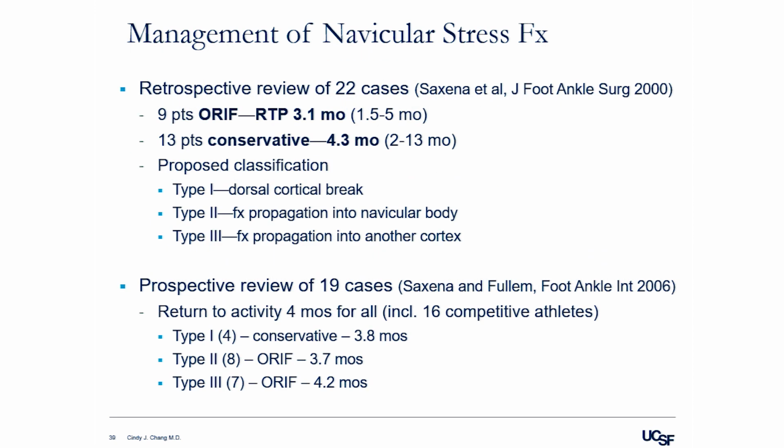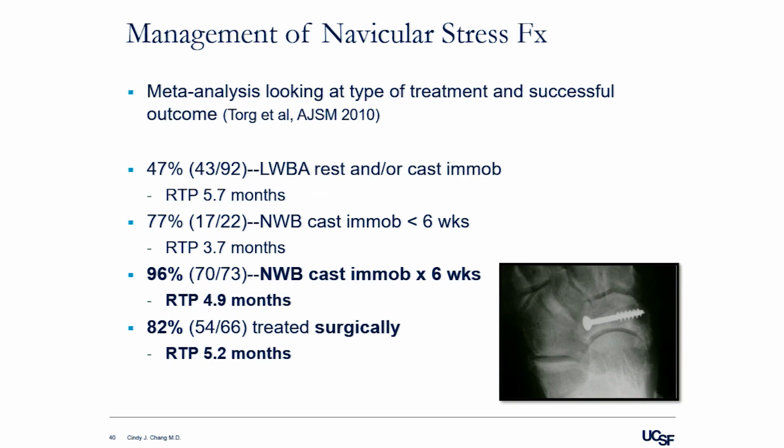How about Saxena? Did a retrospective review of 22 cases, and again, if you operated on this, 9 patients returned to play in 3 months. If you treated conservatively, in his hands, 4 months. And he classified the type of navicular stress fractures. Because in classifying them, 6 years later, did a prospective review, and if he managed them well, depending on the type of classification, they all returned to activity in 4 months, conservative or with surgery.